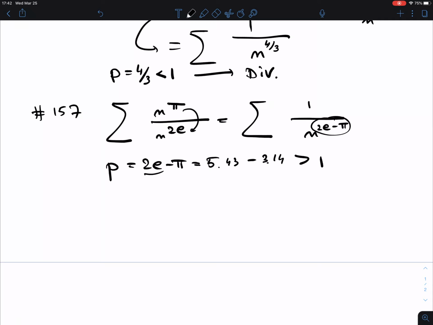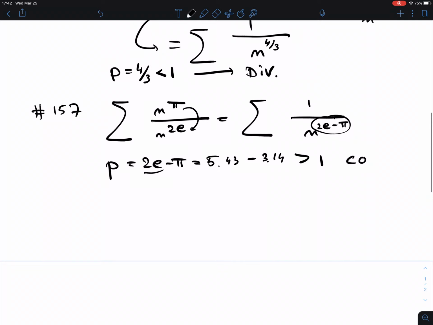And without calculating, I see this will be bigger than 1. Okay? So if you want to know what it is, it's 2e minus pi, and it is 2.29, which is bigger than 1. So this means convergent. That's the only thing, but we have to check: bigger or smaller than 1. Okay? So that was 157.